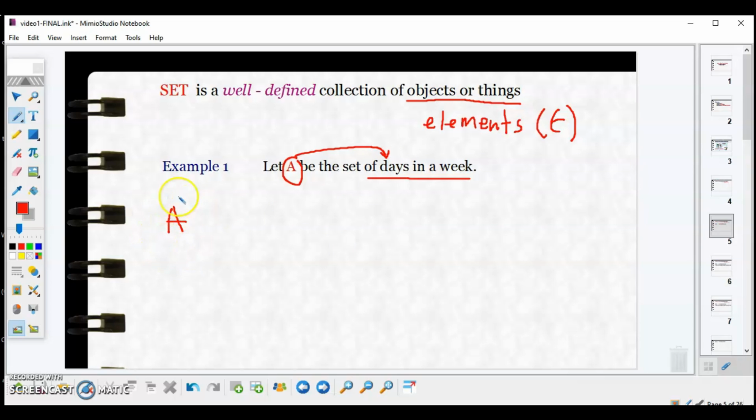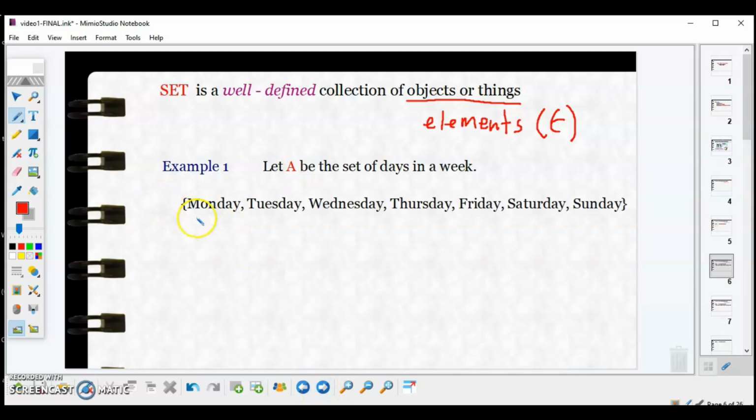Take note, a single capital letter is used to name a set, and it will be followed by an equal sign, and then next would be the open curly braces. Now we could start enumerating the days of the week. We have Monday, Tuesday, Wednesday, Thursday, Friday, up until Sunday. Take note, this is set A.